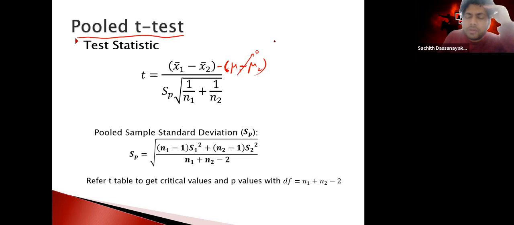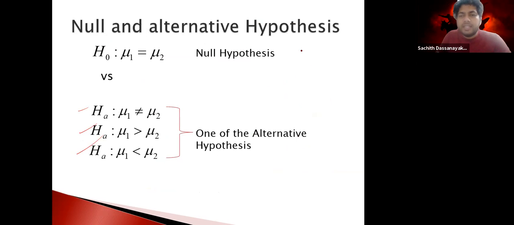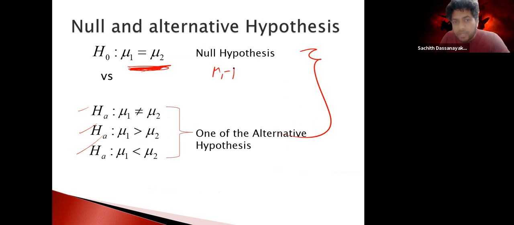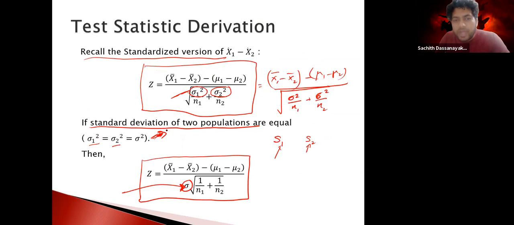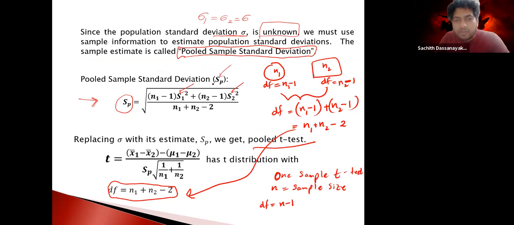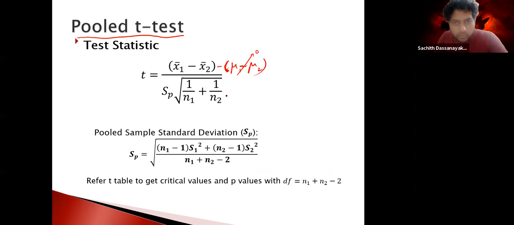You will see why, because in the pooled t-test, normally we consider these scenarios: whether mu1 is greater than mu2, mu1 less than mu2, or not equal. For the null hypothesis, we use mu1 equals mu2, so mu1 minus mu2 becomes 0. That's why we don't have this piece right here. This piece is equal to 0.